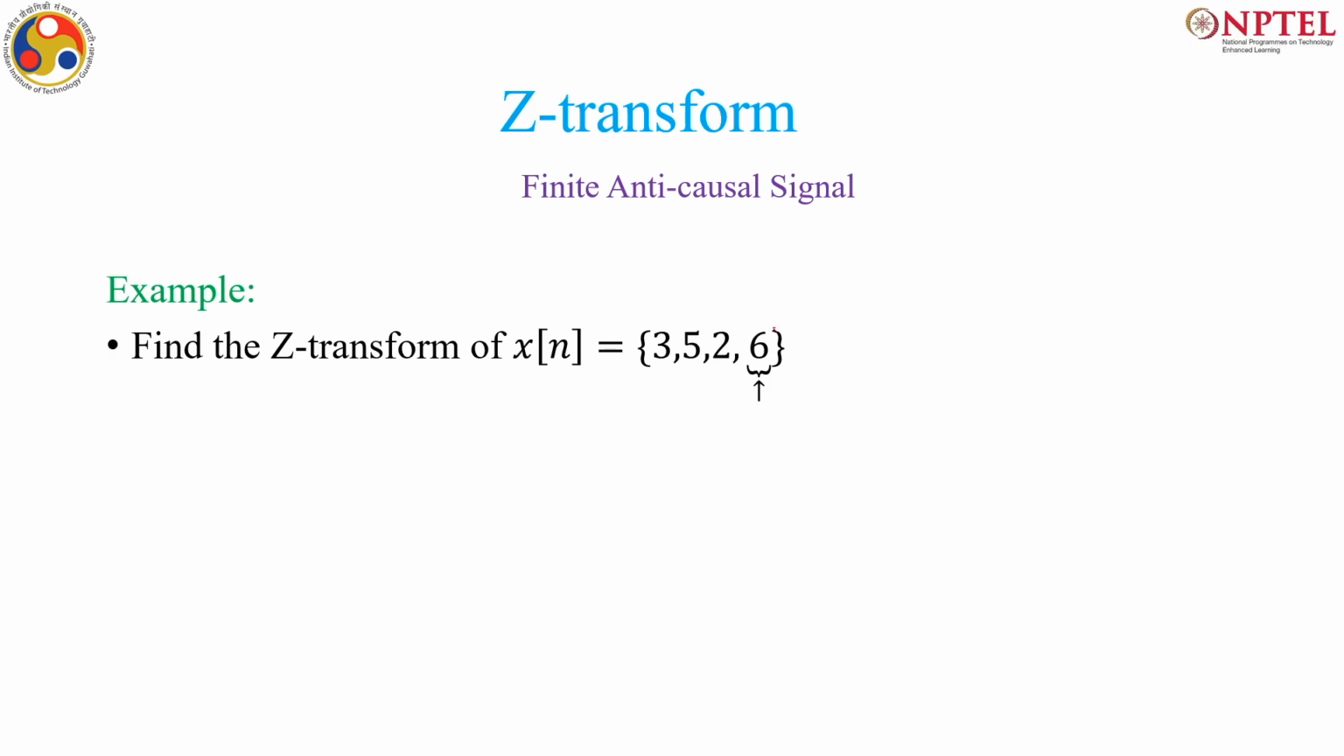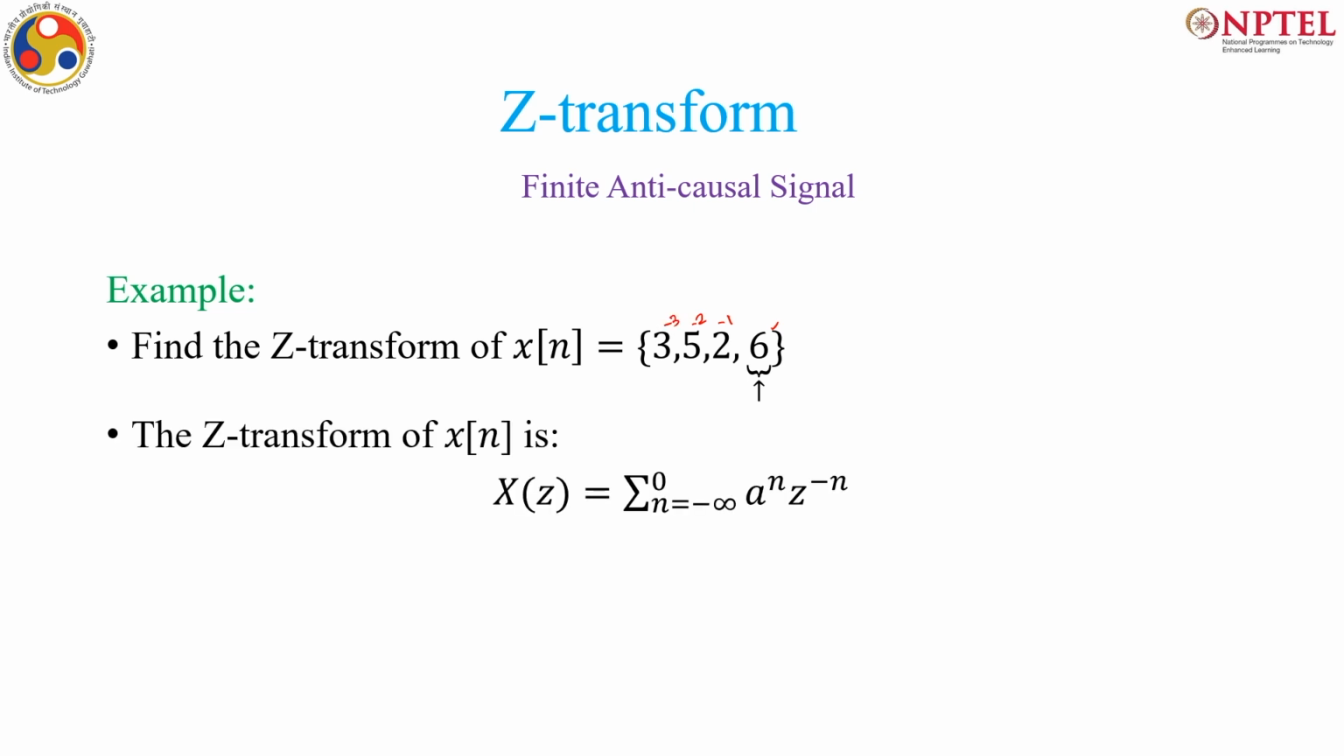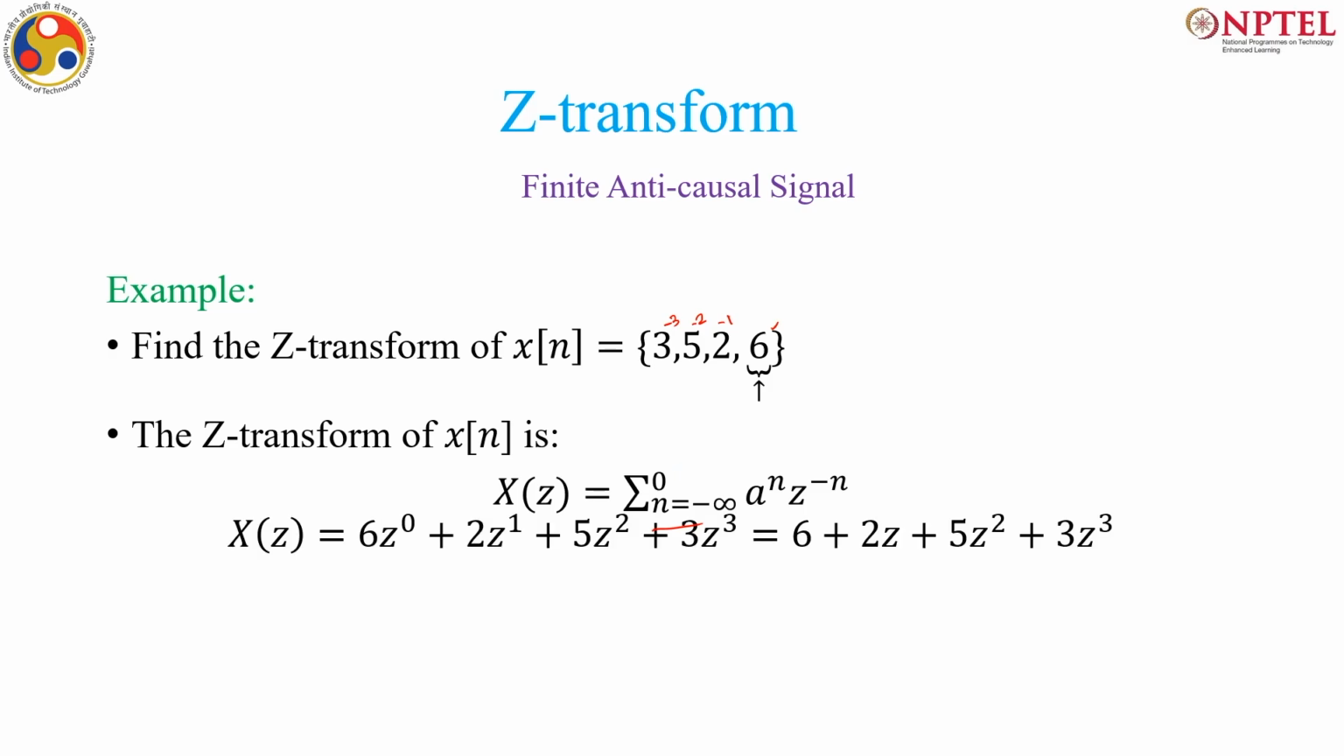So, here my 0 index is 6, and these are all negative indices like n equals minus 1, minus 2 and minus 3, and I will quickly plug in the formula. Although my values are from minus 3 to 0, I can say minus infinity to 0 just to show that it is an anti-causal signal, and I will plug in the values, and let us see what I get. I get this expression. You can verify this. So, there are all positive powers of z.